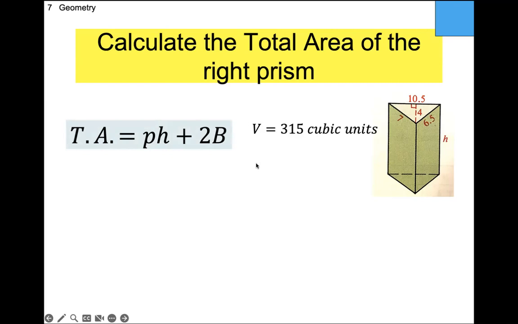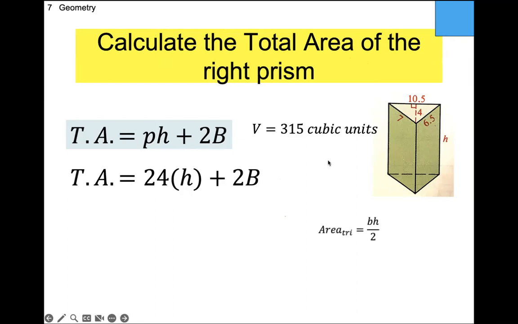So let's see, what do I need when I do that? Well, if I plug in what I have, the perimeter, where did I get the perimeter? I go to one of the bases, and I simply do the perimeter. 7 plus 6.5 plus 10.5. 10.5 and 6.5 are 17, and 17 plus 7 is 24. That's where the 24 came from. Okay. Well, let's move it on. Can we get any other information?